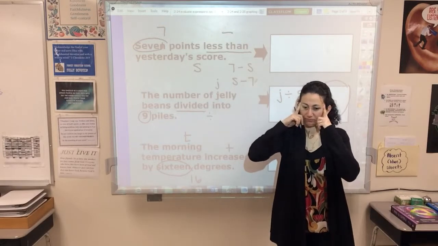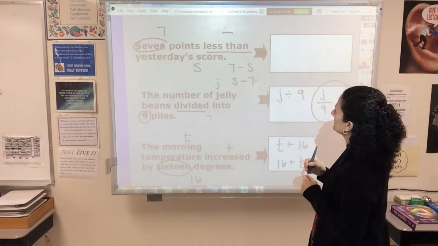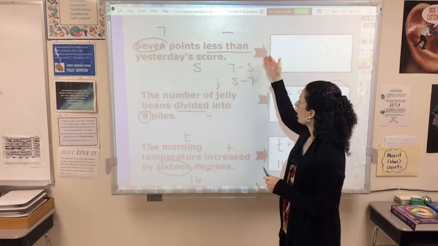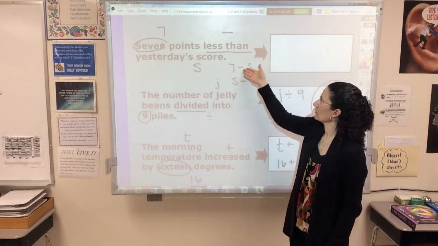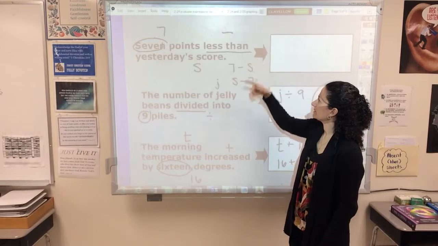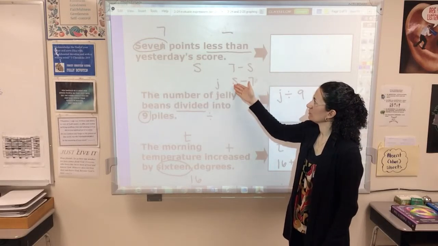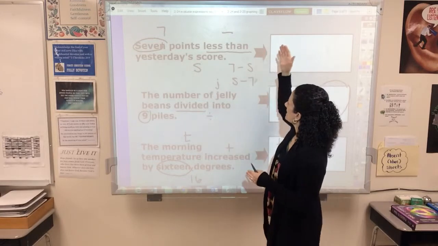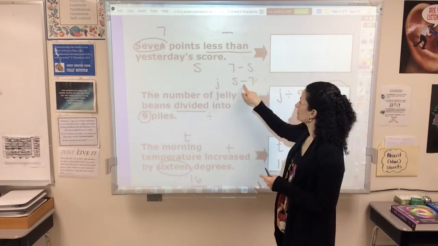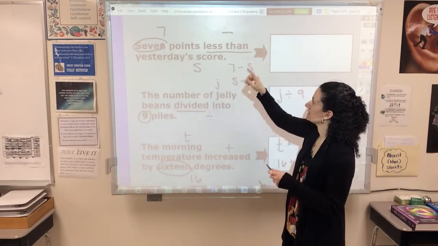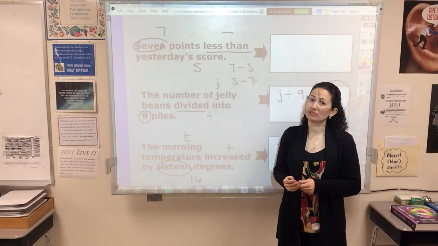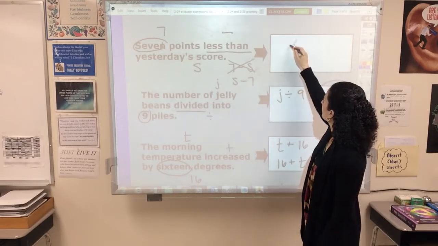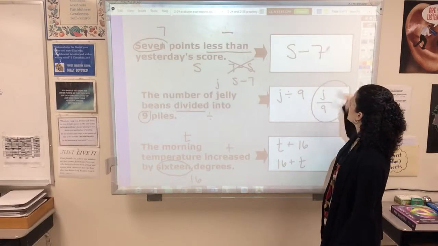Think about it. What makes more sense? Is it 7 points less than yesterday's score? Are we subtracting yesterday's score from 7? Or are we subtracting 7 from yesterday's score? If you just read it, it makes sense. 7 points less than yesterday's score means that 7 is being subtracted from yesterday's score. So this is not the right order. This is the right order, S minus 7. I'm going to try to explain this.